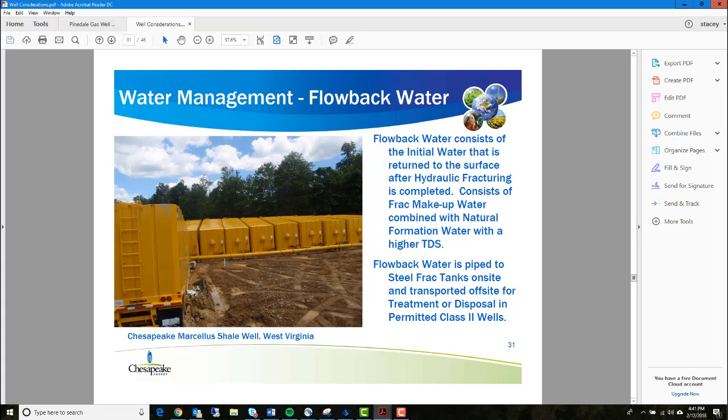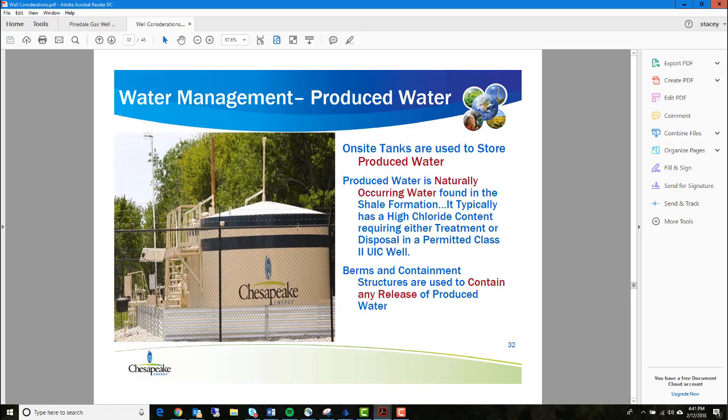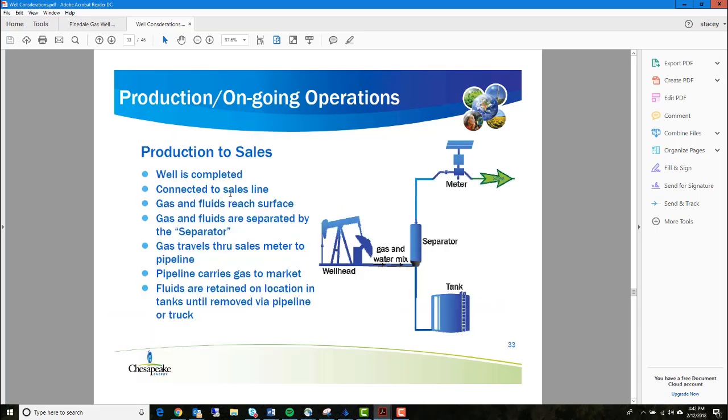And so flowback water consists of the initial water that is returned to the surface after hydraulic fracturing. It consists of the frac makeup of the water combined with naturally forming water that is down there along with any oil and gas. Flowback water is piped to steel frac tanks on site and transported off-site for disposal. Here you can see these flowback tanks that are coming back up. They collect them in there. They have overspill protection; if they are bringing in too much, they should shut off. They have information to know they're getting too much water in there. They have berms around it to make sure any overspill is captured and stays on site.